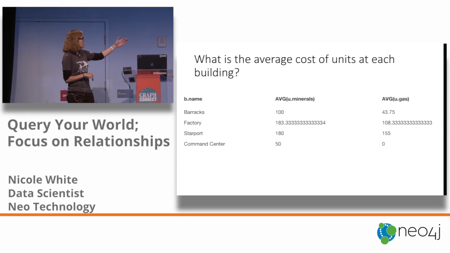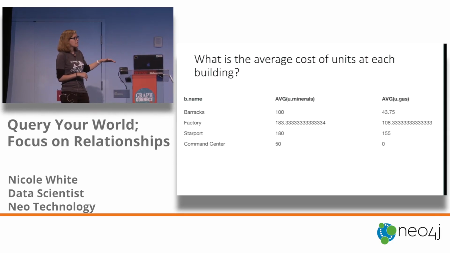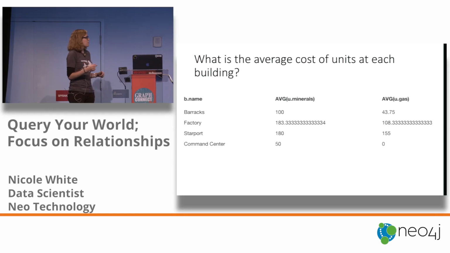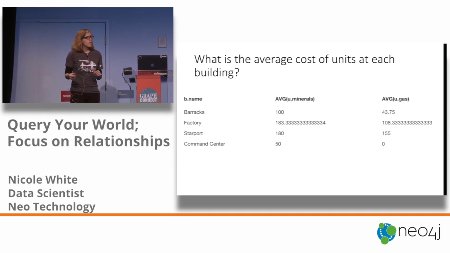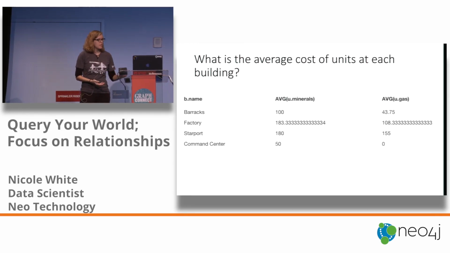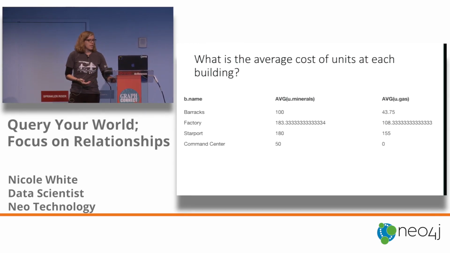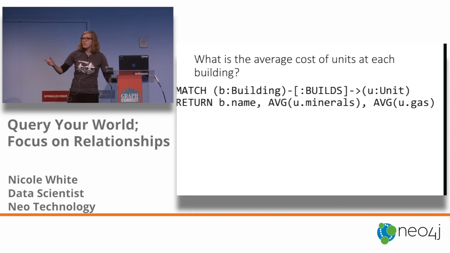And so these are all of our buildings that can possibly build something, and the average mineral and gas count. So if there are any buildings that don't build units, which there are, they are not included in this result set because they don't match on this query.